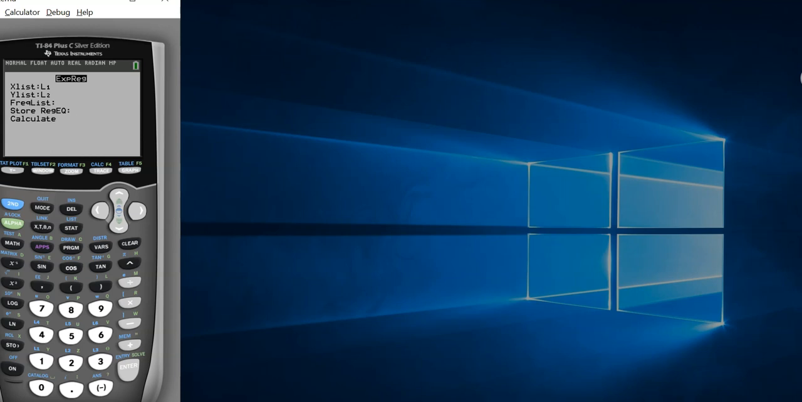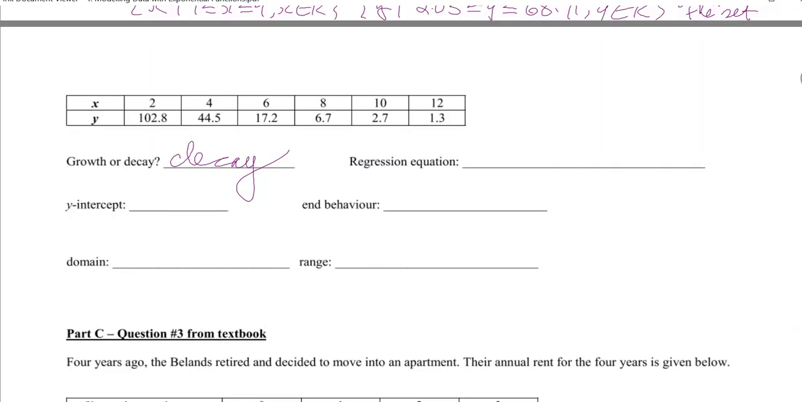Store regression equation. Okay, VARS over to Y-VARS. Enter twice. It'll put Y1, so it's going to put the regression equation that it's about to work out when we hit calculate. And we got 250.96 and 0.64.